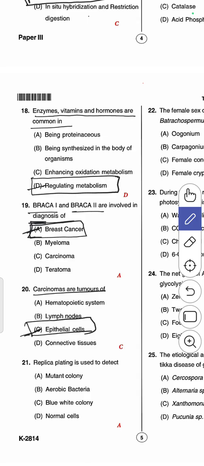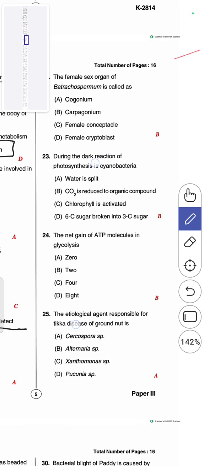Then replica plating. Replica plating is used to detect the mutant colony in a bacterial colony. So A is the right answer for this question. Next question, that is 22.